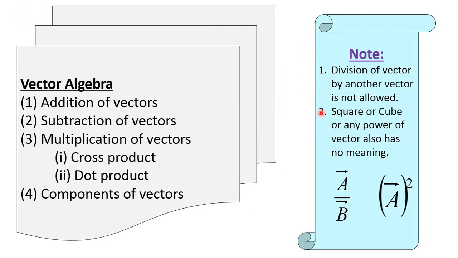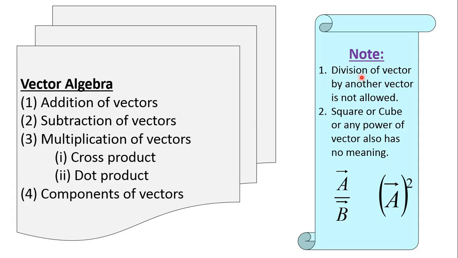What is vector algebra? Vector algebra is that part where we study the addition of vectors, subtraction of vectors, multiplication of vectors, which are of two types, cross product and dot product, and components of vector. Now in all this list you see that we have addition, subtraction, multiplication, but not division.